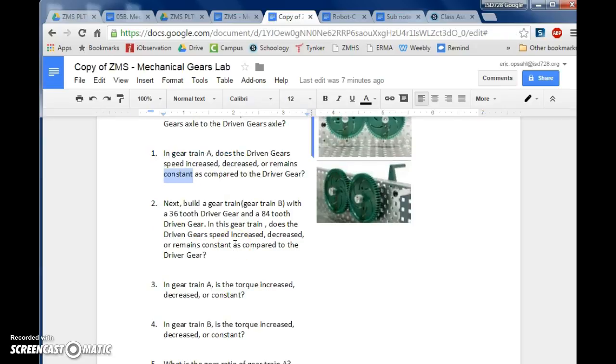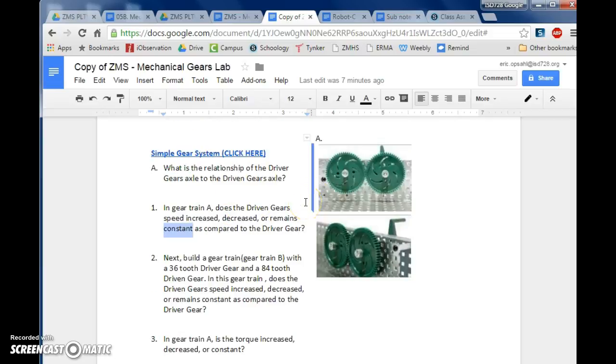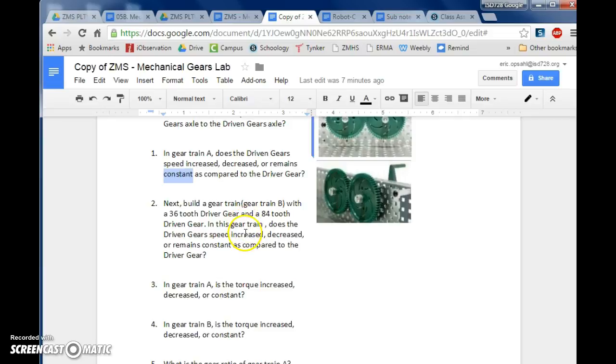Number 2. It says build the gear train B, but I have no photo. Here's the photo for A. I have no photo for B. Alright? A 36 tooth driver gear, 84 teeth driven gear. And it asks about the gears. Is it an increase, decrease, or same?